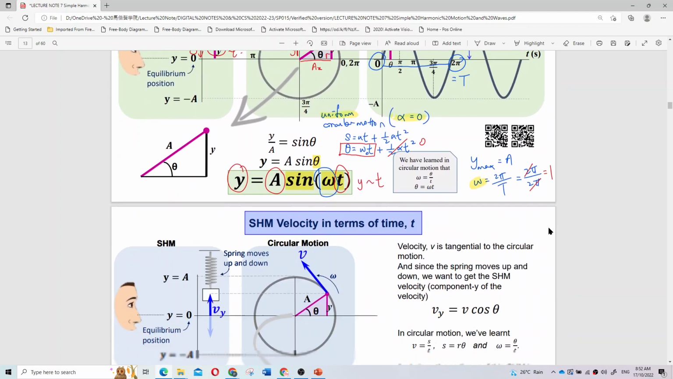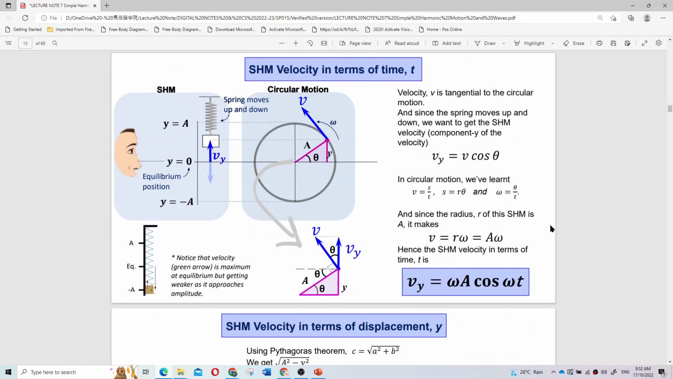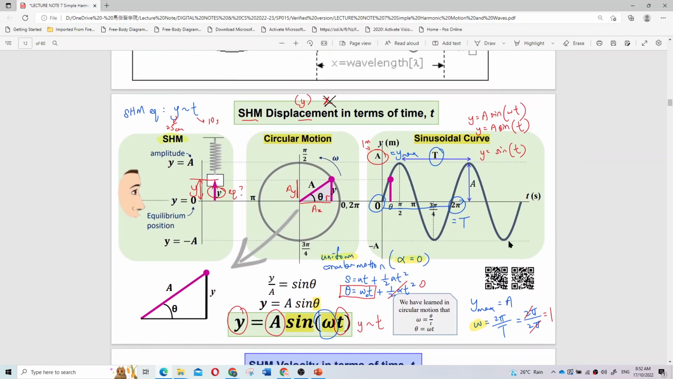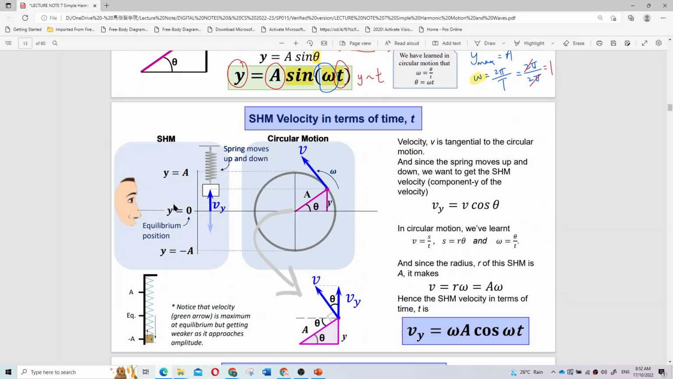Good. Now I want to talk about the velocity graph. I think time's almost up, but maybe just a little bit. Let me breeze through. The important thing actually comes from the displacement graph. The next one is about how to find the velocity equation.